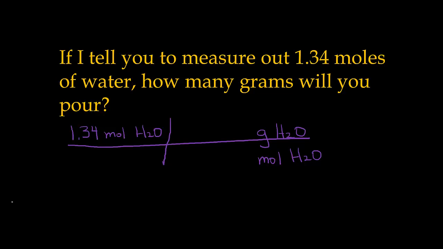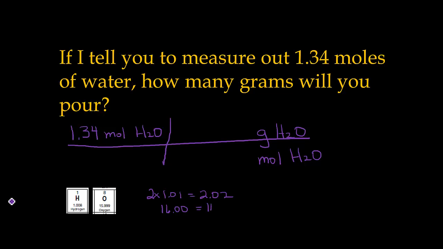If we look here, grams per mole of water means we need to find out what the molar mass of water is. Hydrogen is 1.01, and there are 2 of those, so 2 times 1.01 is equal to 2.02. And we have 1 oxygen, which is 16.00. So the molar mass of water is 18.02 grams per mole. Do we put this on top or on bottom? It's 18.02 grams in 1 mole, so it goes on top because it needs to be next to the grams.